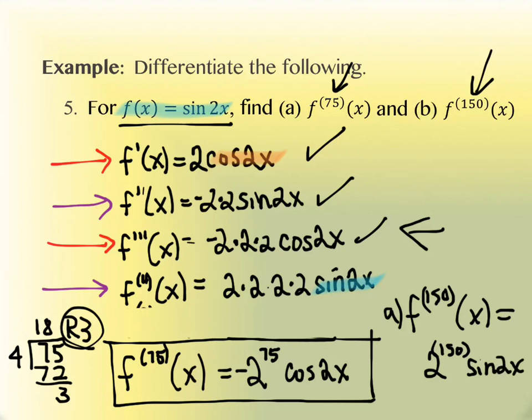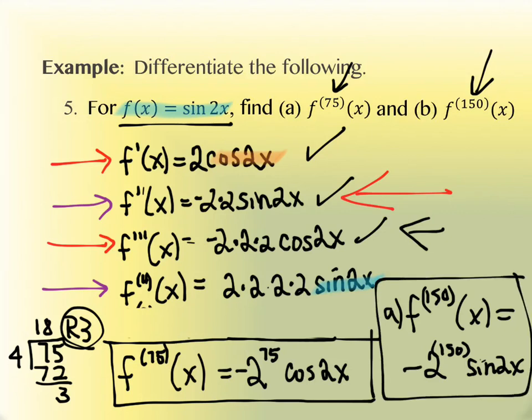Make sure you're saying sine of 2x. And then, where am I? What's going to happen if I try to divide 150 by 4? I get 37.5, right? Which is the same as a remainder of 2, which means I'm right here at the same thing as a second derivative. So do I have a positive or a negative? I have a negative. That's B. Sorry, this one's A.